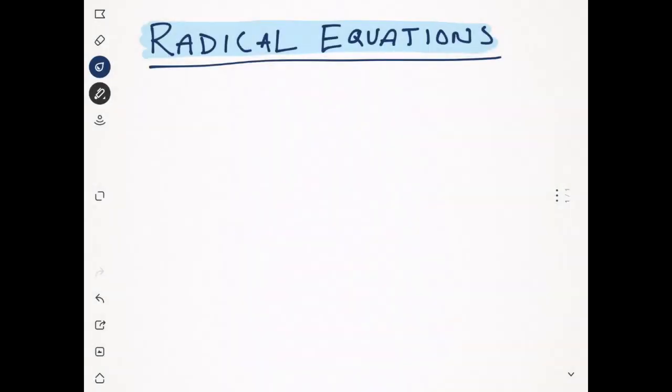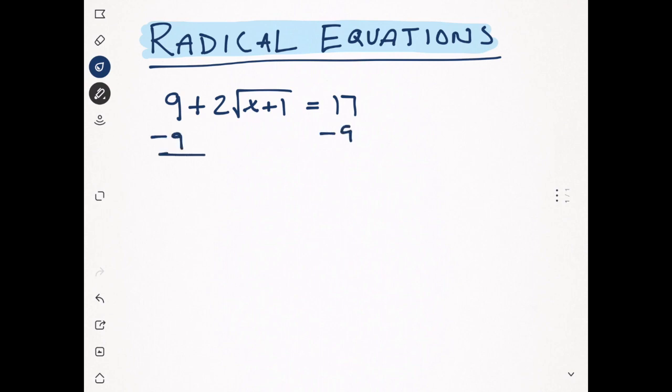The next type of radical equation that we can solve is an equation where we have a radical that's not by itself. So for example, we could have something like 9 plus 2 times the square root of x plus 1 is equal to 17. So the first thing we have to do before we can try to eliminate the radical is we need to get the radical by itself, or we need to isolate the radical. So basically we're going to use opposite operations to get rid of the 9 by subtracting it from both sides.